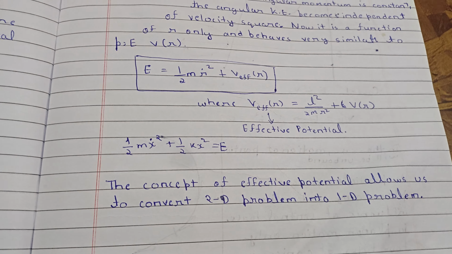So let's try to see this curve in a little more detail. If the particle is moving like this, and it is somewhere here, there will be a component which is always towards the center, and that is the radial component. And we have the net velocity, which can be resolved into two components: the radial component and the angular component v theta.